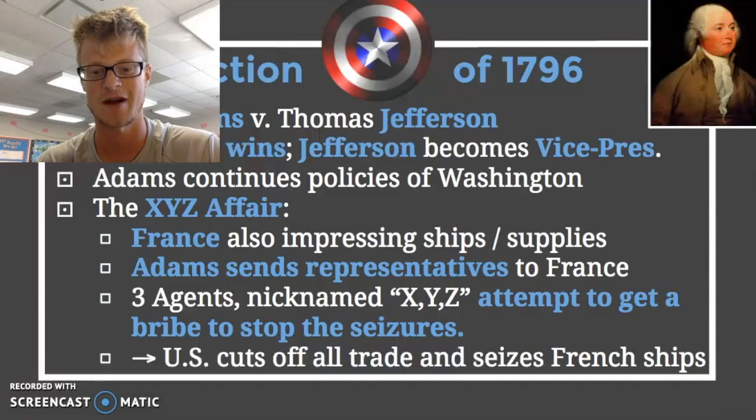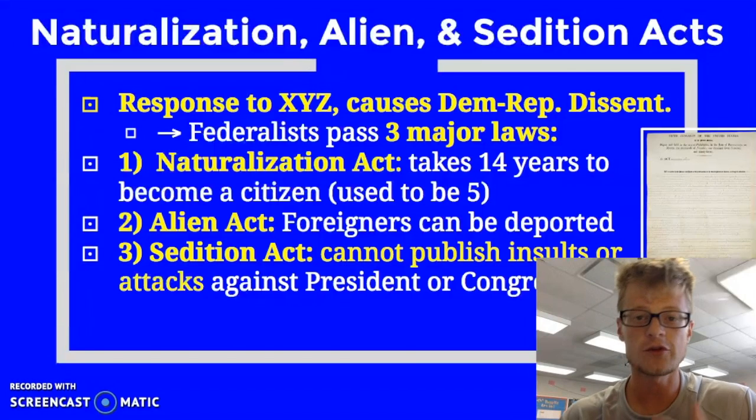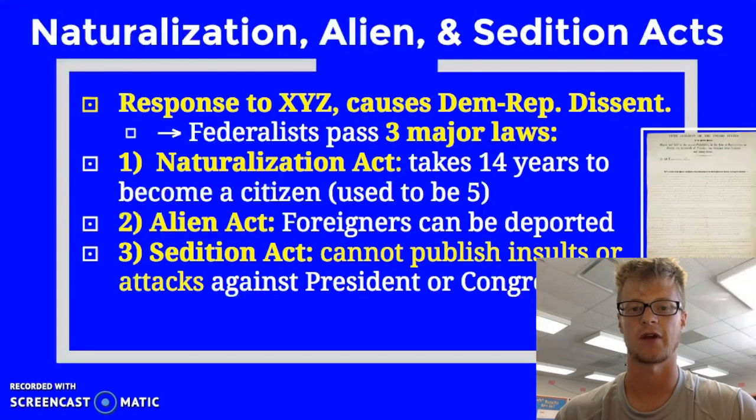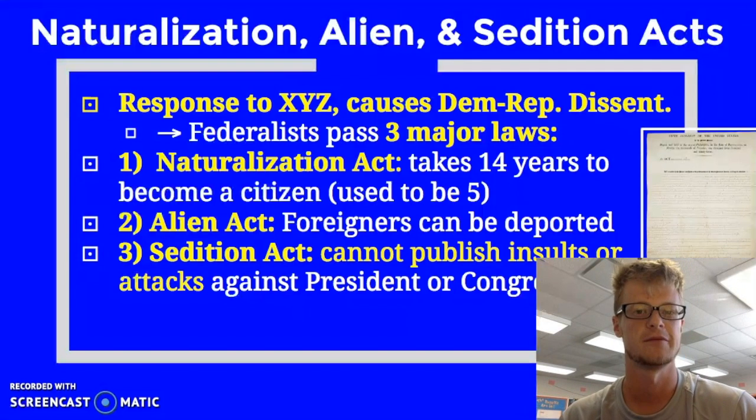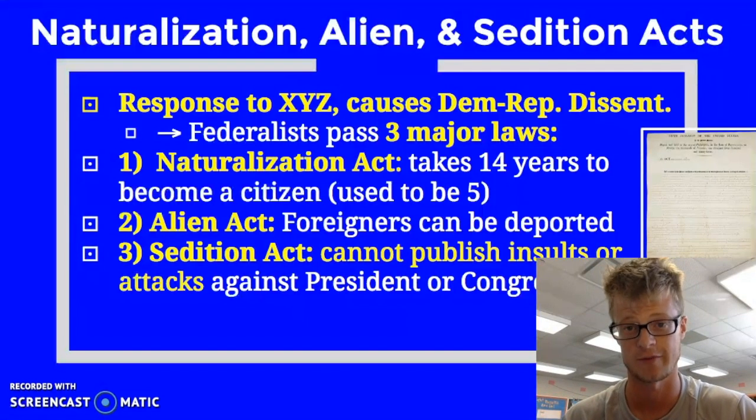So what the U.S. does in response, it cuts off all trade with France, and then it also starts impressing French ships in retaliation. So the Federalist policy of cutting off all trade to France obviously makes our other party, who does favor France, the Democratic Republicans, really upset. And they begin to dissent and write newspaper articles and really protest against the treatment that the Federalists are giving them. The Federalists, though, decide to take a pretty radical action. They basically say, we've had enough of being talked bad about in the press by the Democratic Republicans.